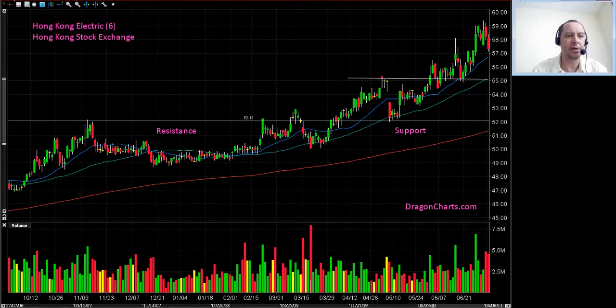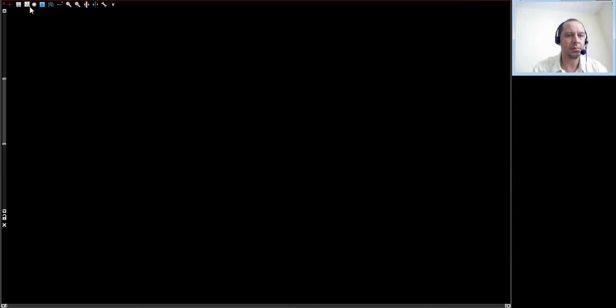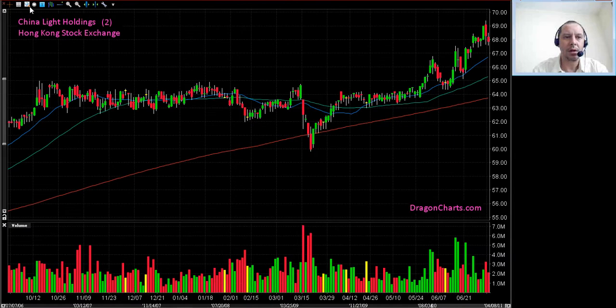The next stock we want to look at is ticker number 2, which is China Light Holdings. Trades on the Hong Kong Stock Exchange. And China Light Holdings is another example of a stock breaking out above resistance, or actually what is known as a trading range.